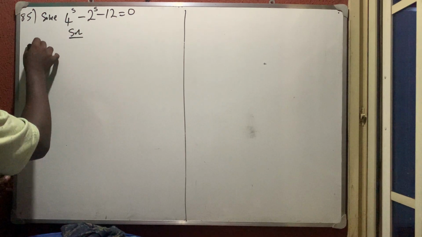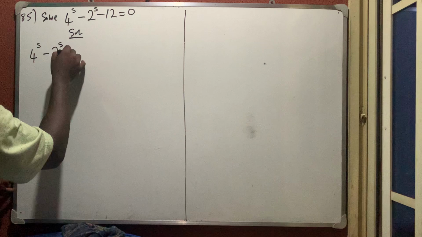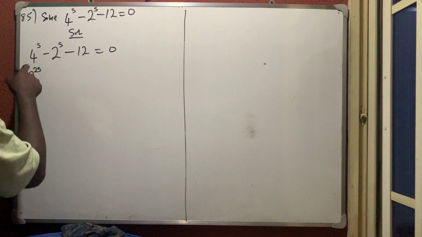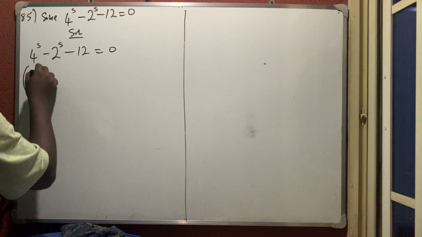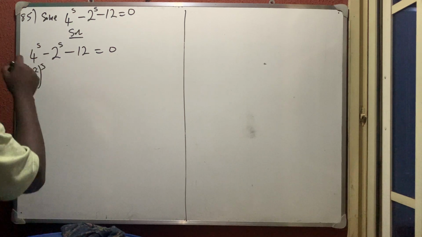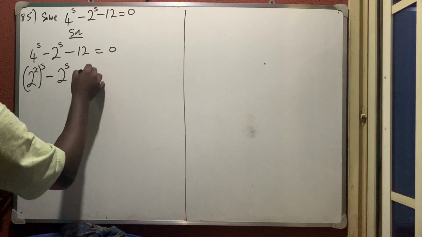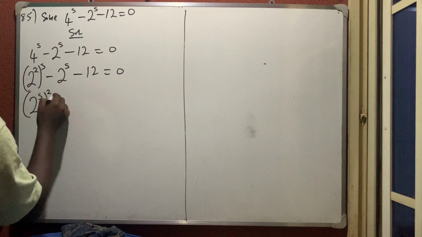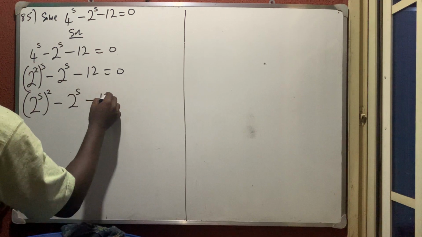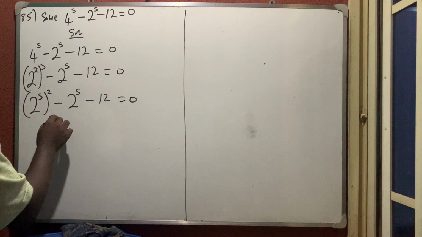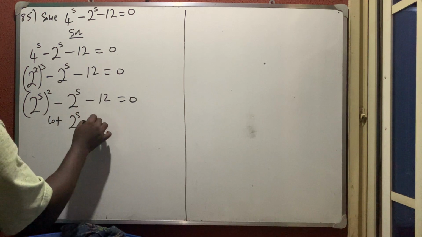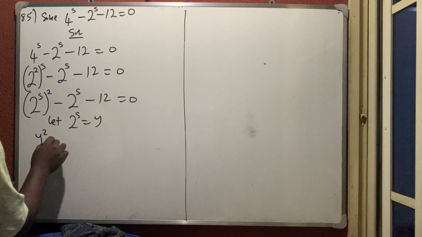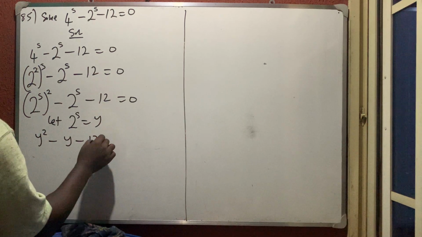That is 4 raised to power s minus 2 raised to power s minus 12 is equal to 0. So I'm having 2 raised to power 2s, or 2 raised to power 2 all s. 2 raised to power 2 is 4, minus 2 raised to power s, minus 12 is equal to 0. So this is 2 raised to power s, then all squared, minus 2 raised to power s minus 12 is equal to 0. So we'll now say let 2 raised to power s equal to y. So anywhere you see 2 raised to power s, you put y. So I will say y squared minus y minus 12 is equal to 0.